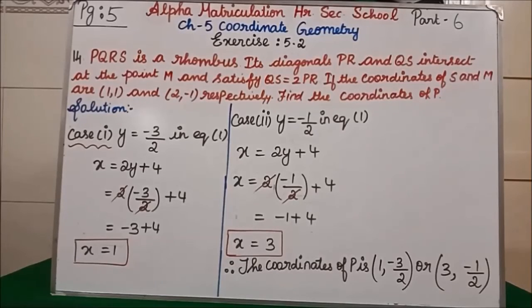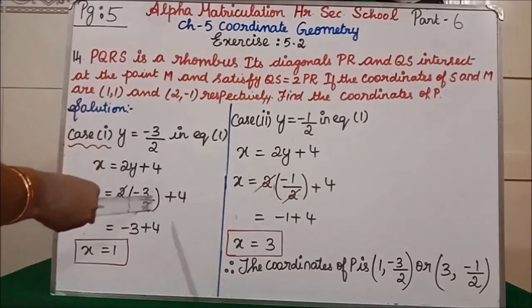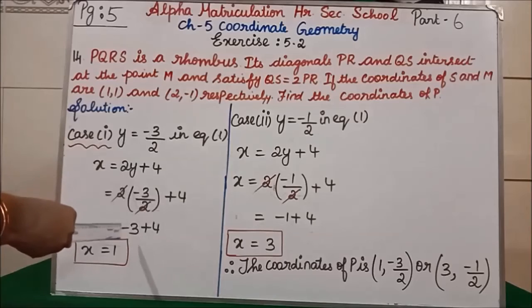So both the values separately we are going to substitute in the equation 1. What is our equation 1? x equal to 2y plus 4 is our equation 1. Okay. So first we will substitute y equal to minus 3 by 2 in equation 1. So 2 y value is minus 3 by 2 plus 4. 2 get cancelled. Minus 3 plus 4 is what? x equal to 1 we have got. Clear?